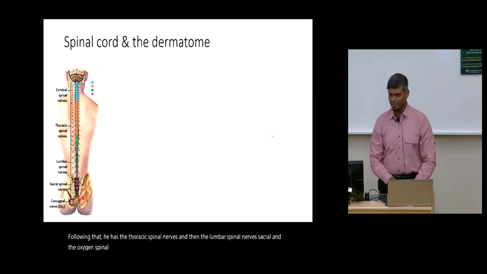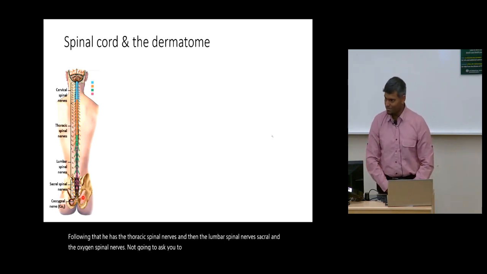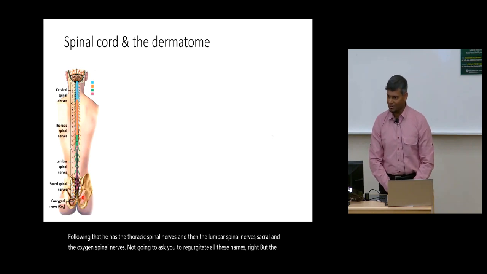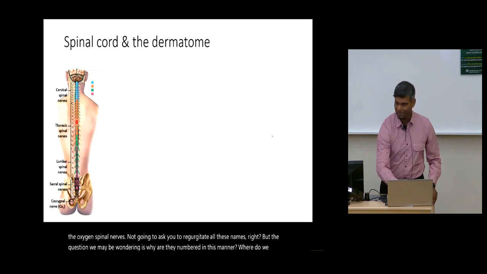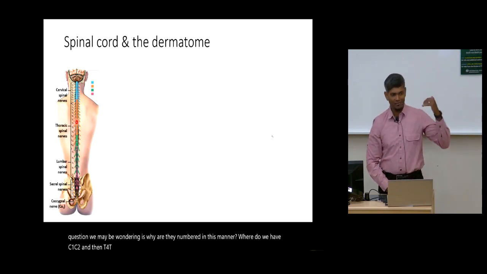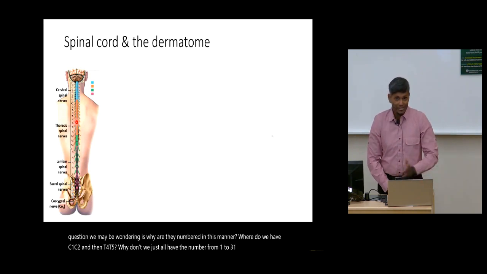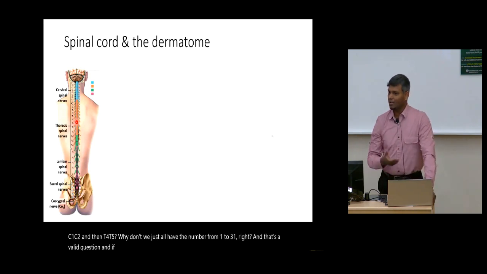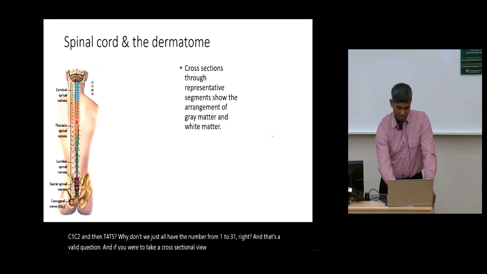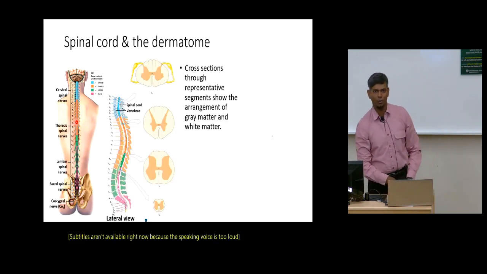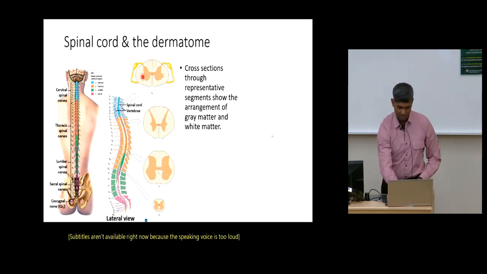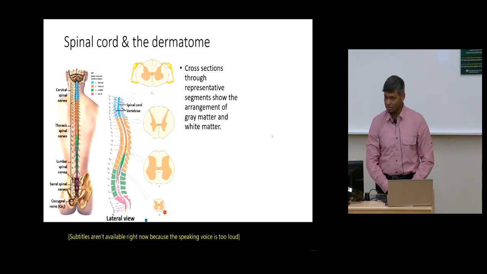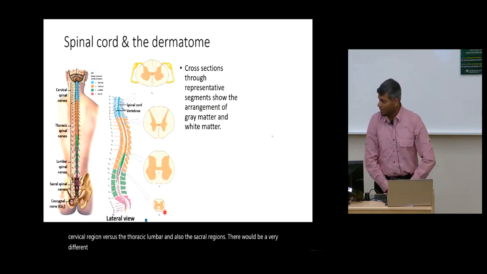I'm not going to ask you to regurgitate all these names, right? But the question you may be wondering is, why are they numbered in this manner? Why do we have C1, C2, and then T4, T5? Why don't we just number them all from 1 to 31? And that's a valid question. If you were to take a cross-sectional view of the spinal cord, we see that the arrangement of the white and the gray matter is going to be very different between the cervical region versus the thoracic, lumbar, and also the sacral regions.